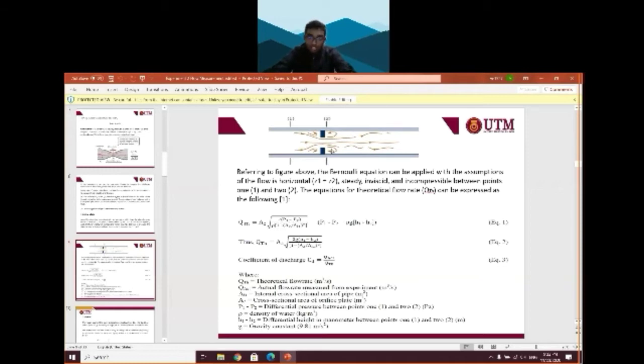And then as you can see here, there's quite a bit of turbulence. This orifice causes a lot of turbulence. It is not a very effective method.